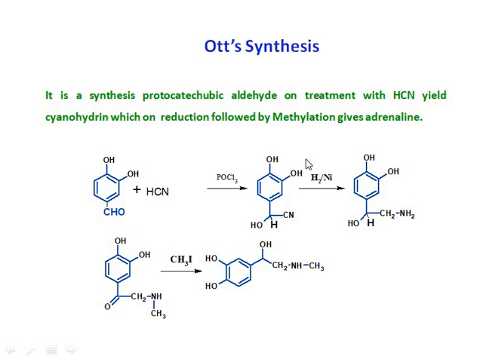Then this is treated with H2 nickel. H2 nickel is mainly used for reduction. It means the carbon-nitrogen triple bond will convert to CH2NH2 like this. Then these molecules can be treated with CH3I. These molecules can be treated with methyl iodide to get NHCH3, right?